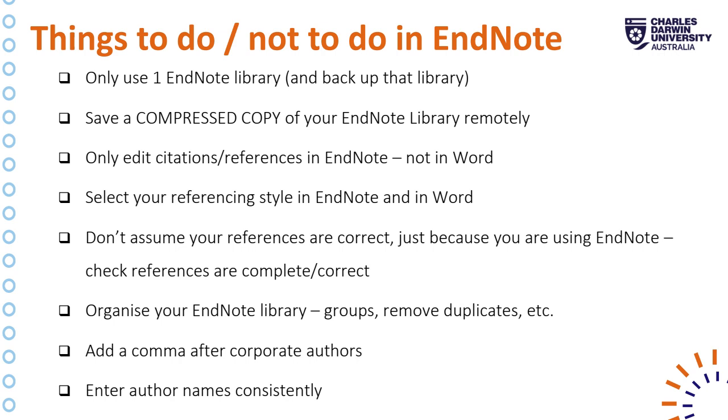Once you've done that, save a compressed copy of your EndNote library. What does that mean? Your EndNote library is made up of two files, a .enl and a .data file. So the .enl is your EndNote library. The .data is anything that is added into that library, so that includes PDFs that you've downloaded and uploaded to your EndNote library. Saving them as a compressed copy saves those files together. It means that your EndNote library can't be broken if a file is moved to a different location.